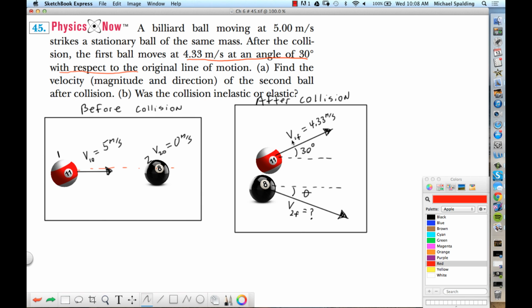So what do we have to do to that 4.33 meters per second? We've got to break it into components. So we've got an X component and a Y component. Same thing for the black ball, ball number 2. We have an X component and a Y component.